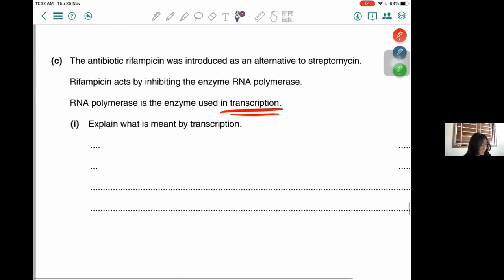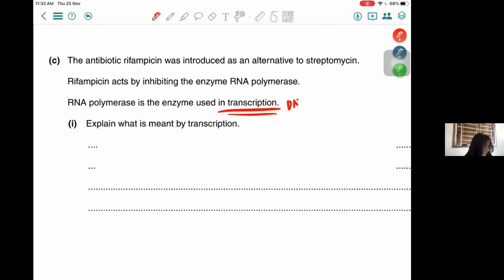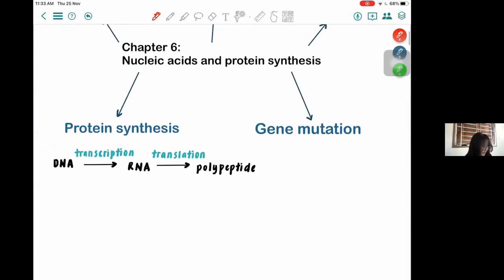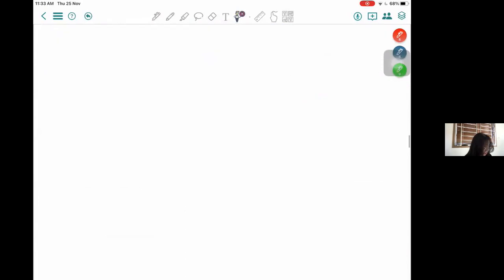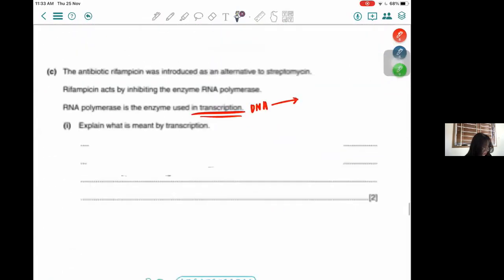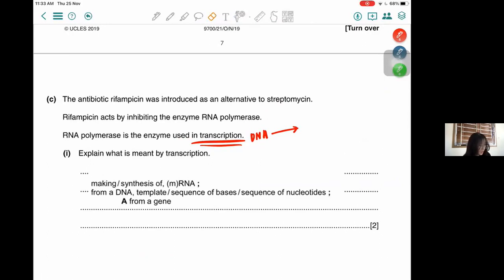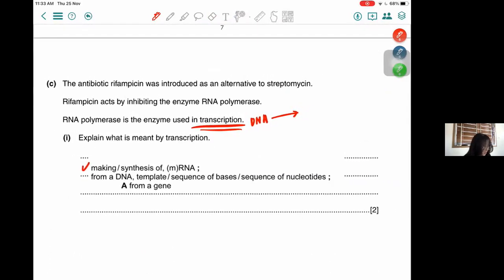So we already know that DNA itself will undergo replication, and then, let me move to the first page. DNA will undergo transcription to form the RNA, and RNA will undergo translation to form a polypeptide. So this question is about what is meant by transcription. Transcription is the process of synthesis of RNA from a DNA template, or a sequence of bases or nucleotides, or you can say from a gene.